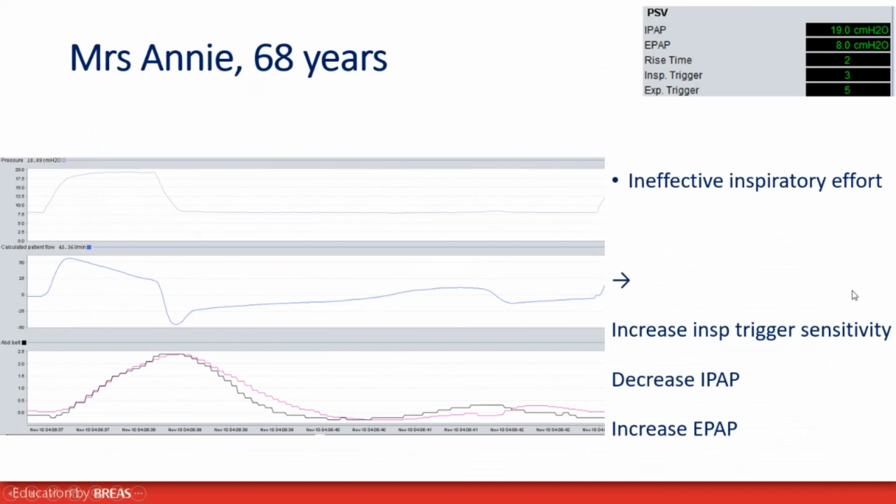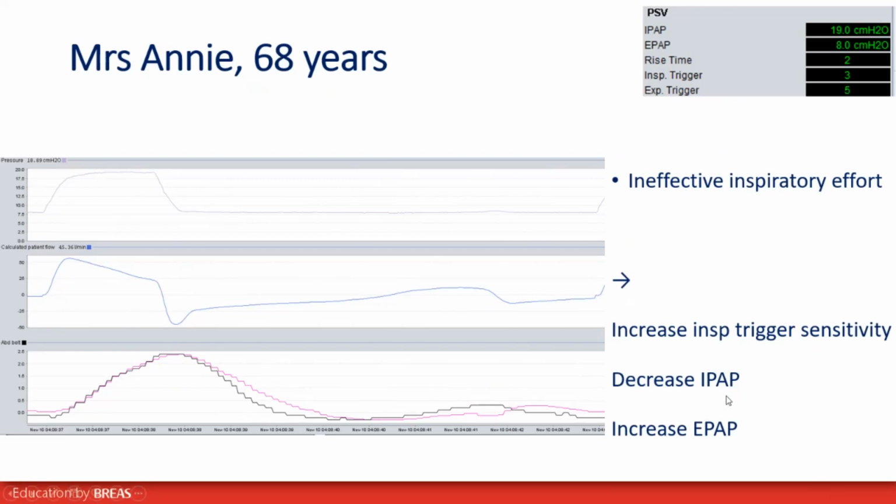This is an ineffective inspiratory effort, meaning that the patient is doing an inspiratory effort that is not able to trigger the ventilator. So it's very common in NIV, mainly in COPD and neuromuscular disease patients. If we find ineffective inspiratory effort, we should increase the inspiratory trigger sensitivity. In this case, it was 3, so we had to use 2 or even 1, the most sensitive possible.